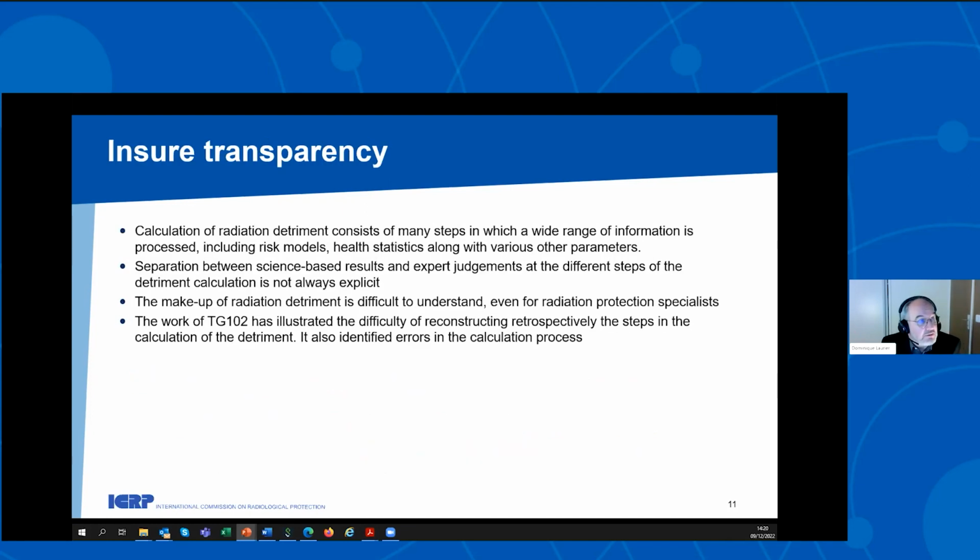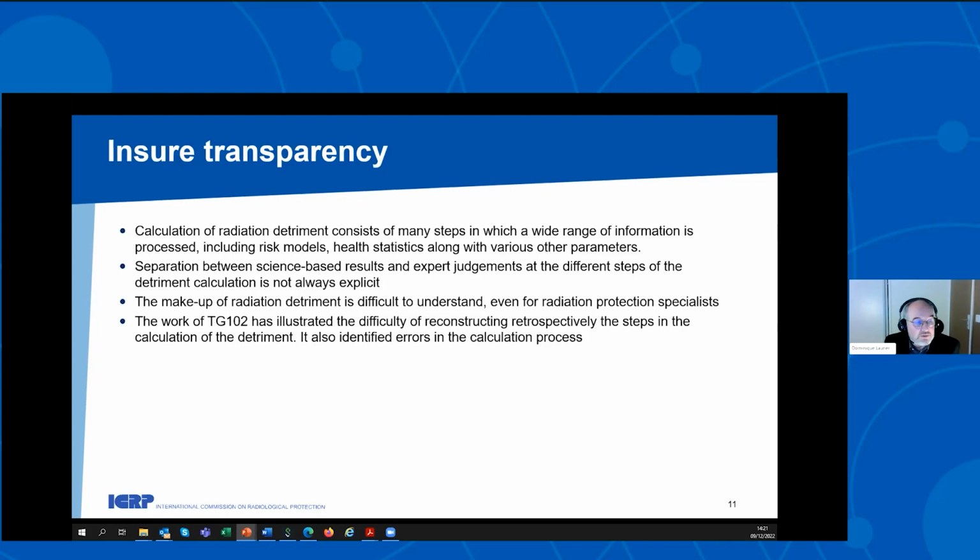The two last ones are about transparency and improving communication. First, transparency. The calculation of radiation detriment, as you understood from the previous presentation, consists of many steps in which a wide range of information is processed, including risk models, health statistics, along with various other parameters. The separation between science-based results and expert judgment at the different steps of the detriment calculation is not always explicit. And finally, the makeup of radiation detriment is difficult to understand, even for radiation protection specialists.